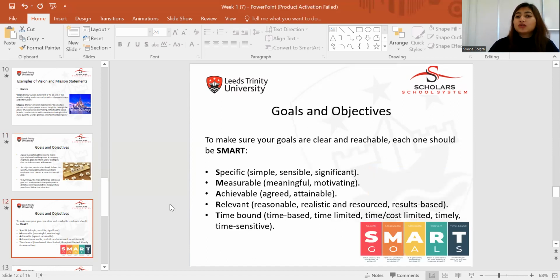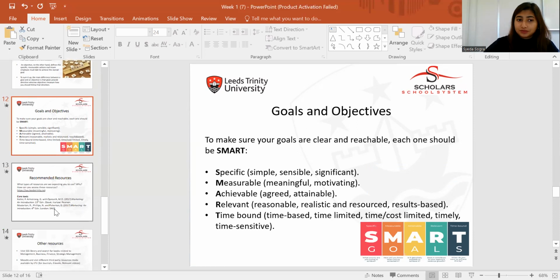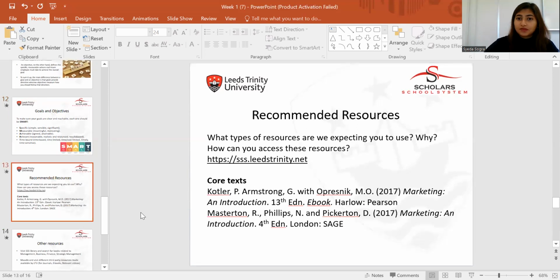To make sure the goals are clear and reachable, each company should have SMART goals. So what is a SMART goal? S stands for specific, M for measurable, A for achievable, R for relevant, T for time bound. Here are some recommended resources. What type of resources are we expecting to use, and how can we access these resources for doing our assignments and finding the goals and objectives?